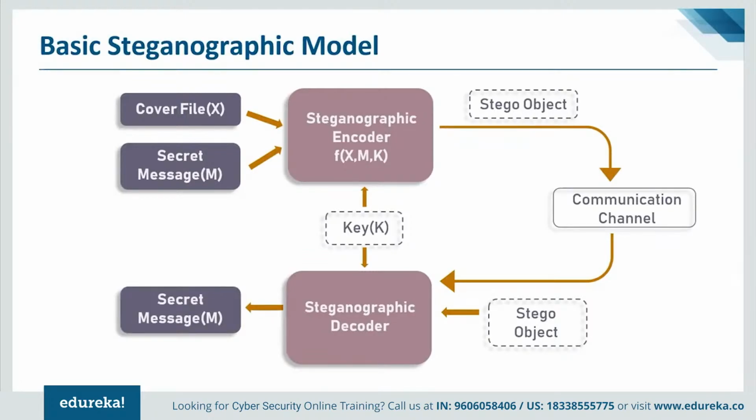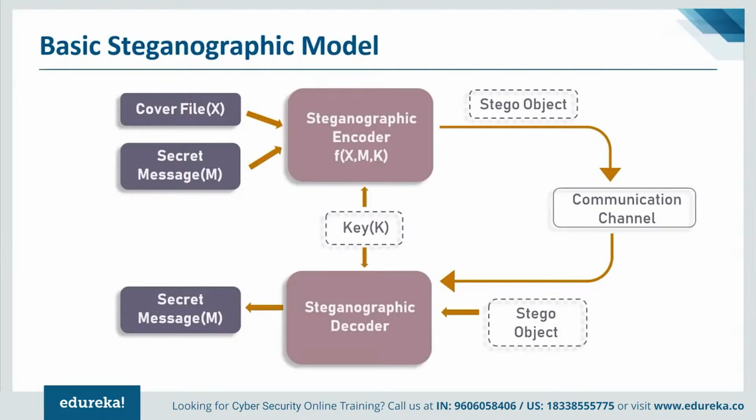So if I summarize, you have your cover file, which could be an image, audio, or anything. And then you have your secret message. Both of them, along with the key, if you want, are fed into the steganographic encoder. As a result, you get your stego object, which looks exactly the same as the cover object. And this stego object is sent to the receiver through a secure communication channel with or without encryption. On the other end, if the receiver wants to extract the secret data, he feeds this stego object into the steganographic decoder, and he gets the cover object and secret message as an output. So this is how steganography actually works.